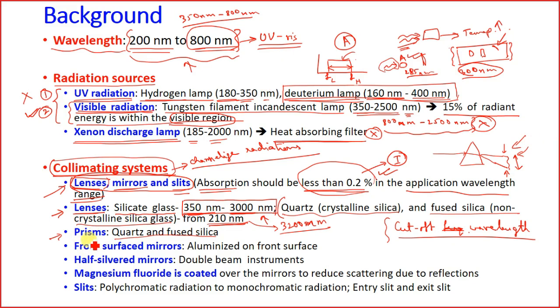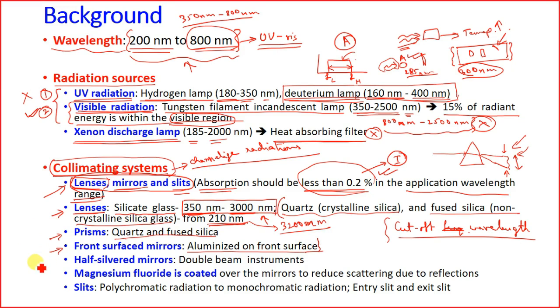So for breaking down the white light into different spectrums, we use prisms, and they are usually made up of quartz and fused silica in a UV visible spectrophotometer. Then we have front surfaced mirrors. In these front surface mirrors, the glasses are aluminized on the front surface. Can anyone tell me what is this? Aluminized on the front surface?